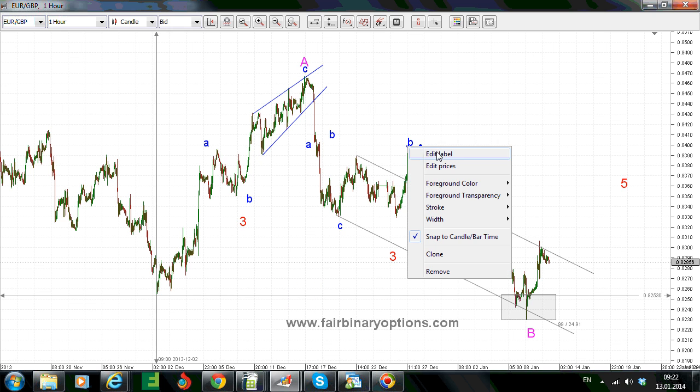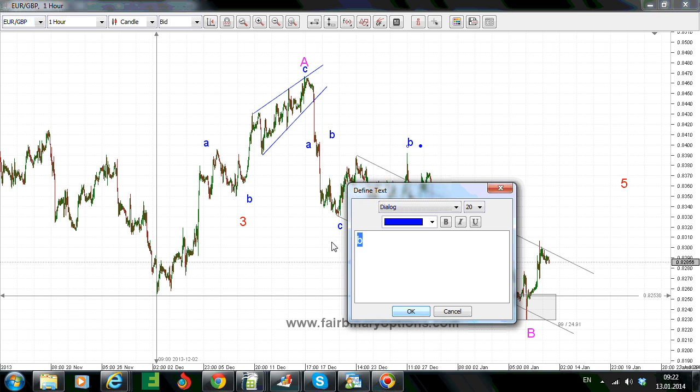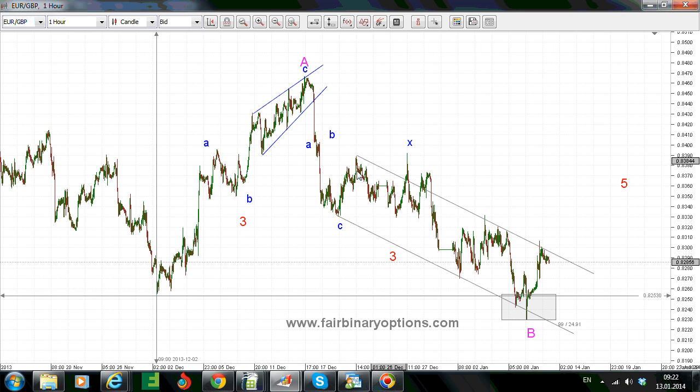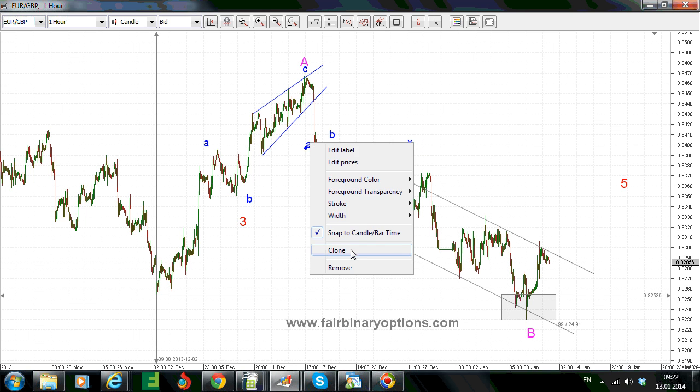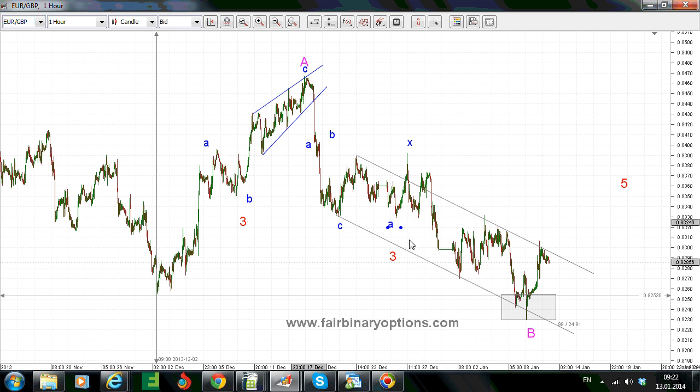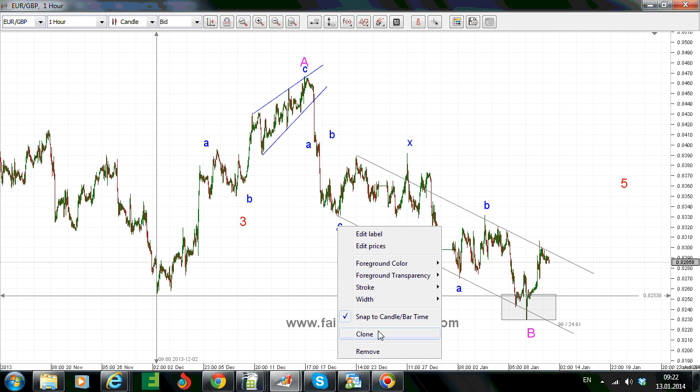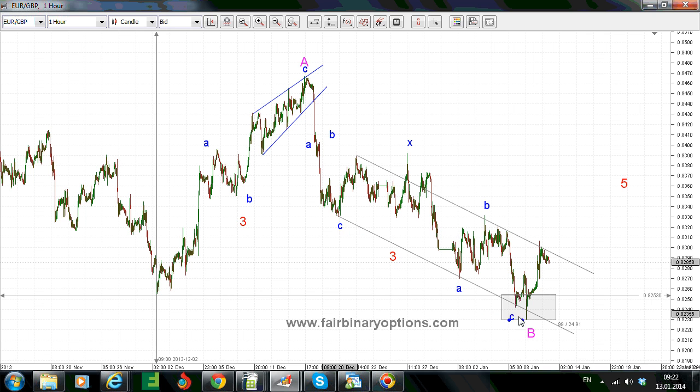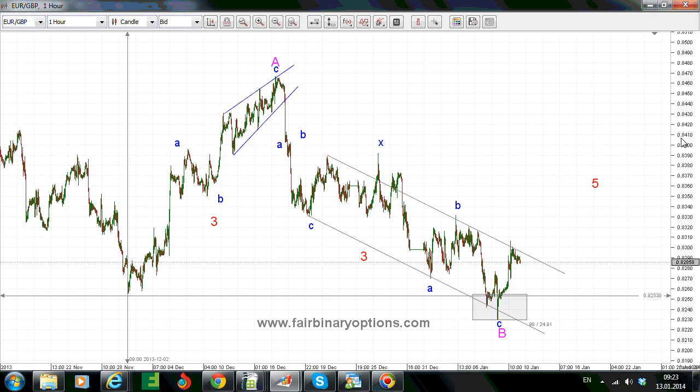This X wave comes also in the form of a flat, and then another zigzag to the downside, five-wave structure, three-wave structure, and then another five-wave structure. So ABC, X, ABC, so a 3-wave move to the upside, a complex 3-wave move to the downside, and now we are looking for a five-wave structure to the upside.